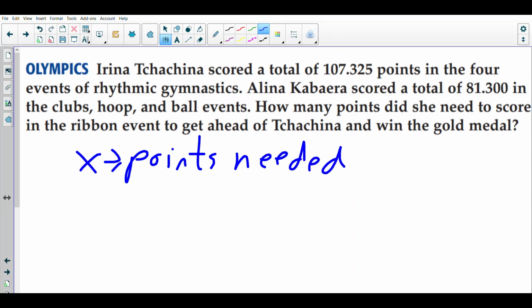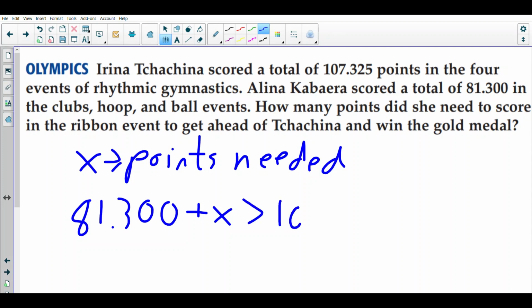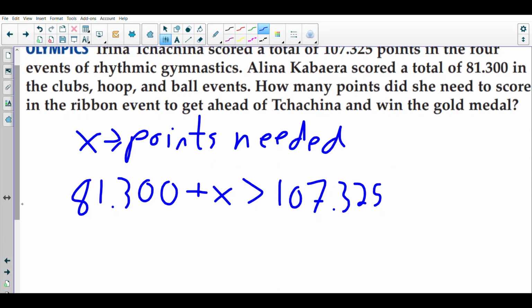Alina did score 81.300, and she needs more points. Now to get ahead, is that going to be greater than, or is it going to be less than? It says get ahead, so that doesn't mean tie, that means get ahead. So she has to get bigger than 107.325. Now we just follow our basic steps.